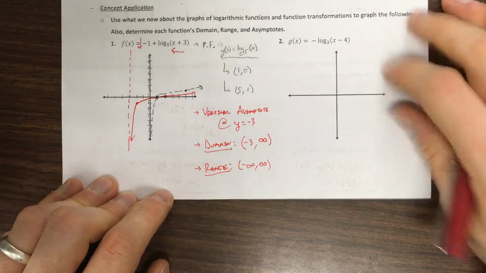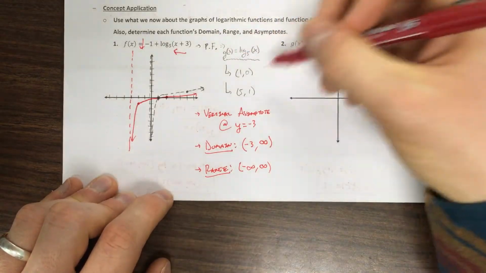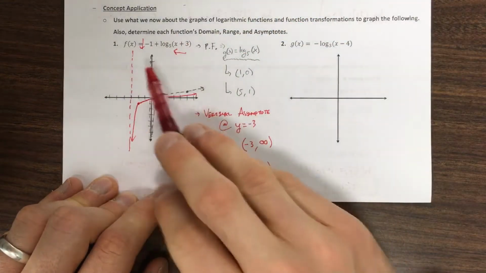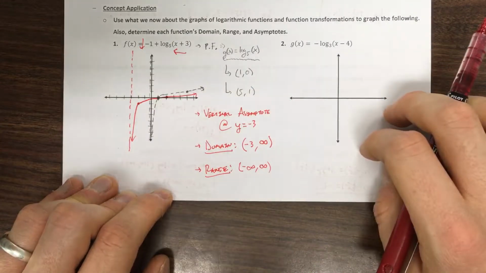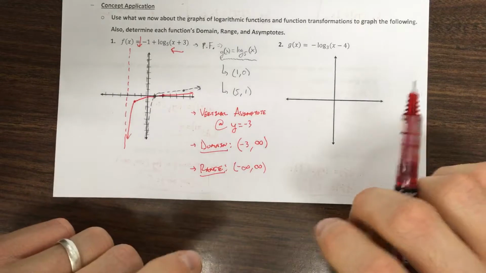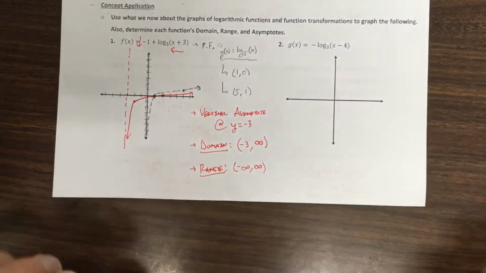A lot happening, right? But it's really interesting that we can graph a parent function, the same transformations apply to our usual functions, and then we can talk about our asymptotes, domain, and range. Really interesting if you think about it. Maybe not, but that's all right.